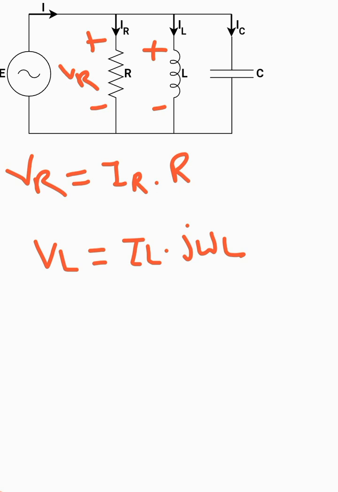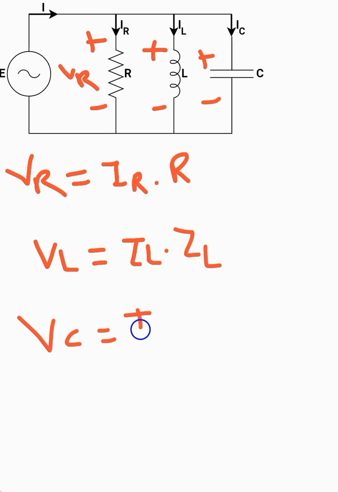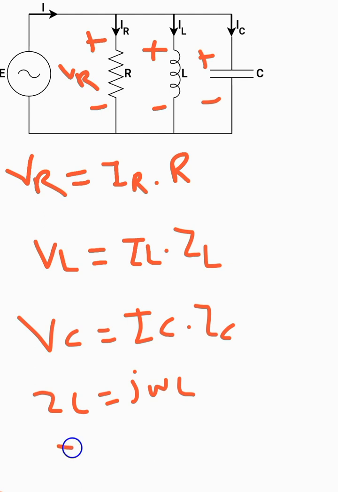Or I would say simply, it can be written as ZL. Similarly, VC is the voltage drop across the capacitor when the IC flows through it, and it will be written as IC multiplied by ZC. So ZL is j omega L and ZC is 1 over j omega C.